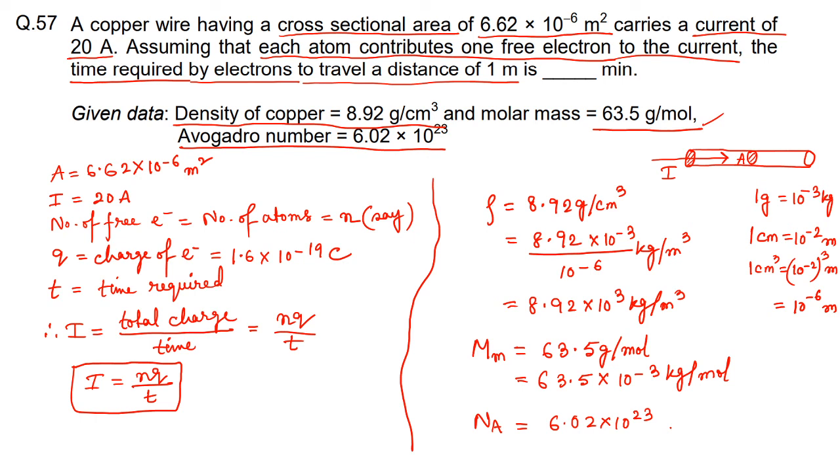Now let us calculate the mass of one atom, that is small m. Let small m be the mass of a single atom.